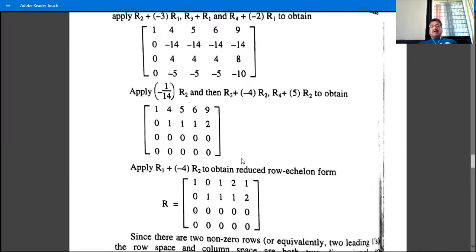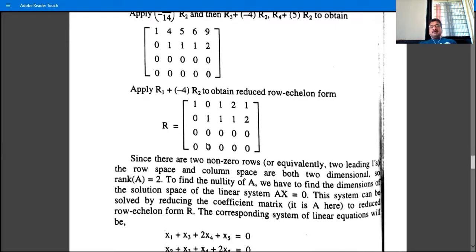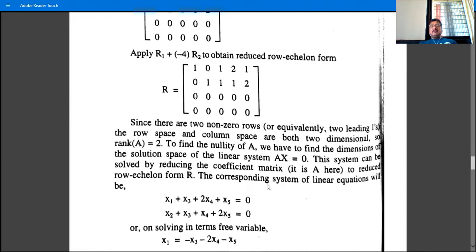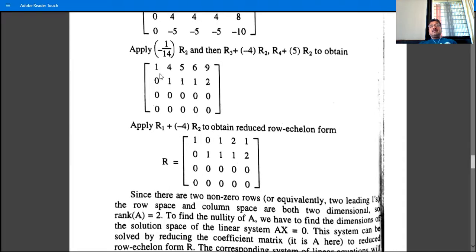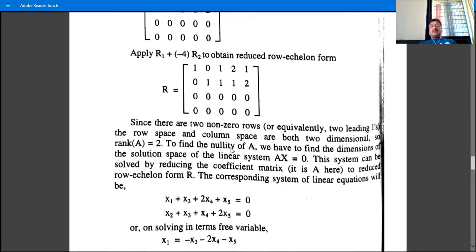Okay. So in order to find the basis for null space of the matrix, we have to reduce this matrix to echelon form, and then we have to rewrite the equations. Either reduce the matrix to row echelon form and then rewrite the equations, or reduce the matrix to reduced row echelon form and then rewrite the equations.